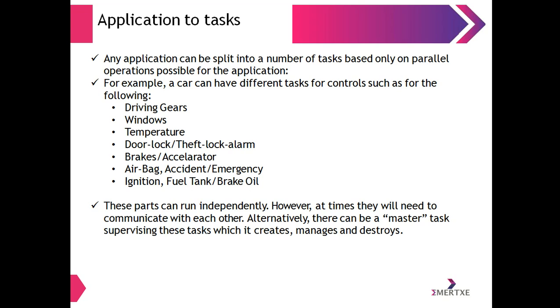Now the whole application is to drive a car safely. That application has been split into various tasks, and these tasks can be performed simultaneously. So this is the basic example of a task, how a task happens, and what the significance of a task is. These parts can run independently, as I have already discussed. However, at times they will need to communicate with each other.